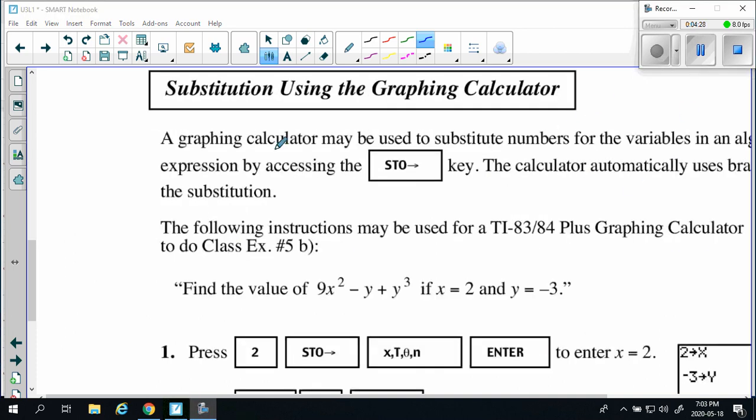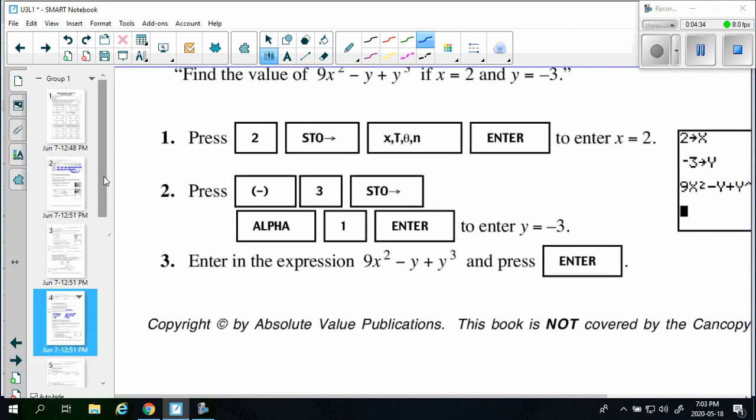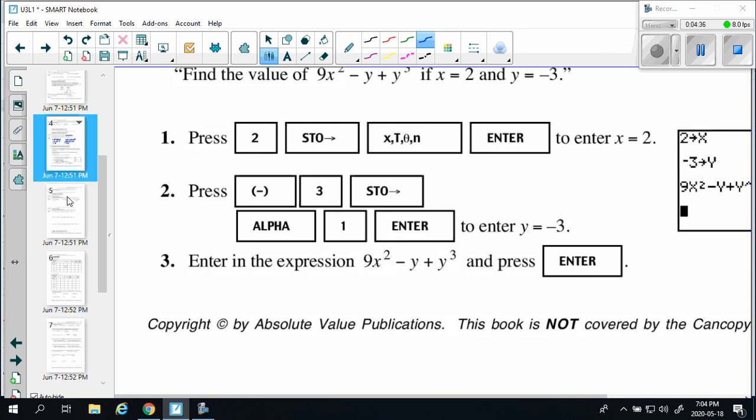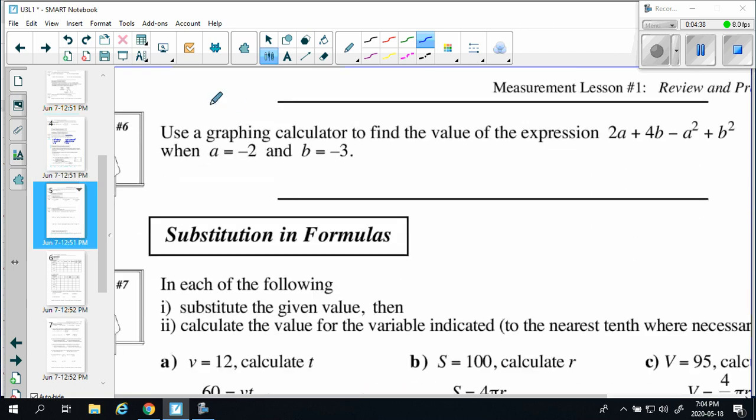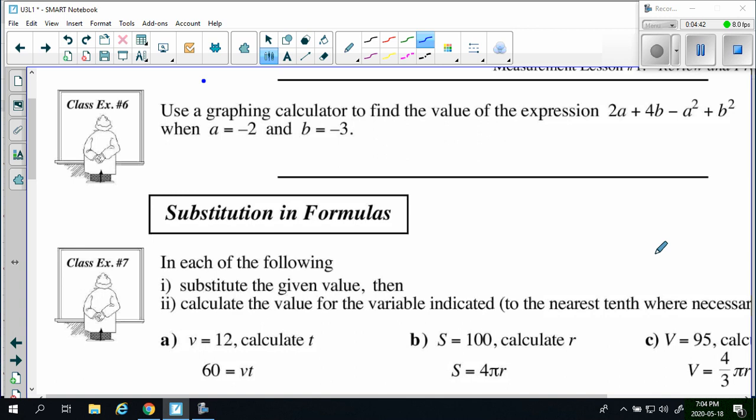There are ways to substitute using a graphing calculator. I have personally never done it because I haven't found it to be necessary. You can always just type it in if you are good with the brackets. Class example 6 says use a graphing calculator to find the value of this expression. I do not expect you to use a graphing calculator. I would expect that you are plugging it in by hand.